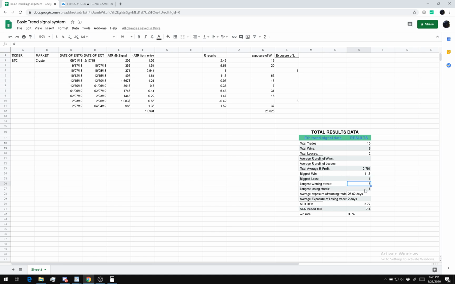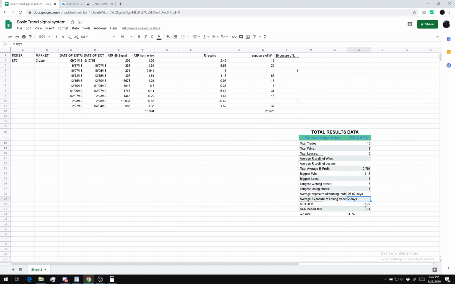Longest winning streak was 5. Longest losing streak was 1. These are good numbers to know. The average exposure, the average time that it took from my entry to exit on my winning trades, was 25 days. So that's a very good number to know. On average, it's going to take me 25 days, so you don't freak out after 2 weeks or 3 weeks, thinking, oh my God, it's not moving. My average time on a losing trade was 2 days.